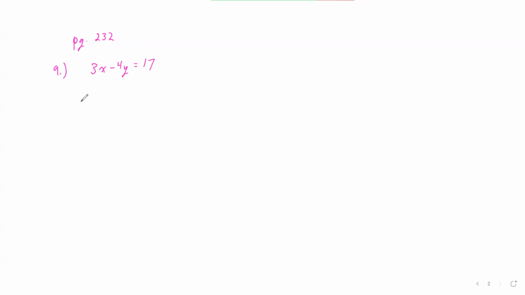All right, so when you are trying to calculate your domain and range, you need to determine what kind of function you are dealing with. Best practice, just solve for y. So I'm going to subtract 3x. So I get negative 4y equals 17 minus 3x. And then I'm going to divide by negative 4. So then I get y equals negative 17 over 4 plus 3 over 4x.